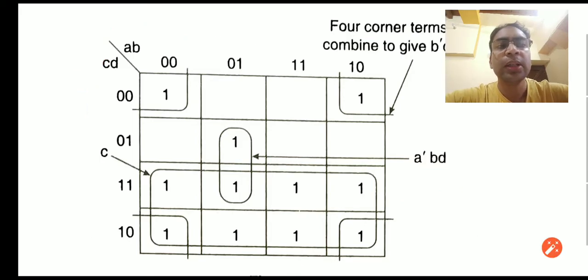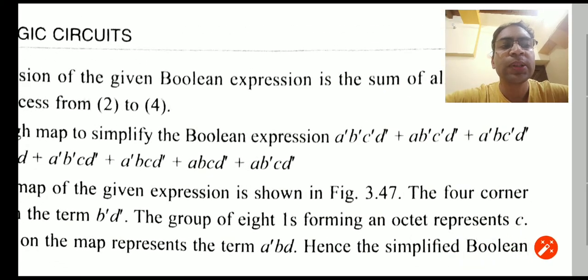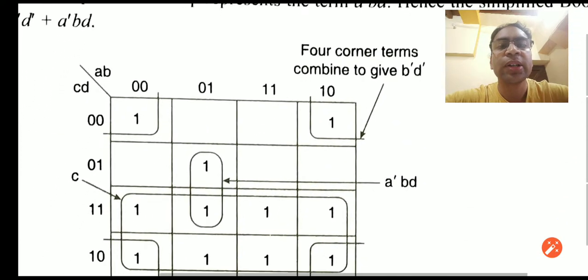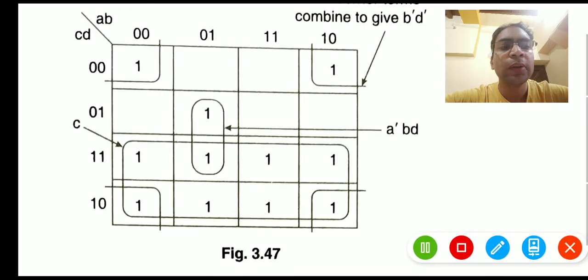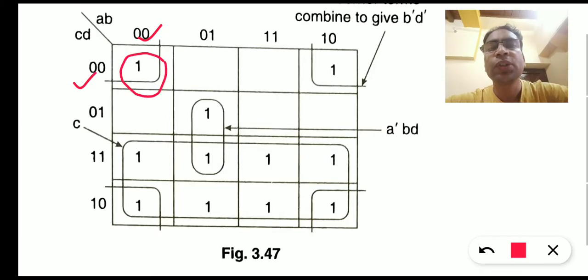For example, let's go back and see. The first term was a dash b dash c dash d dash. So in the K-map we will mark a 1 on the square. This is the square which will represent that expression term. So we'll mention a 1 here.